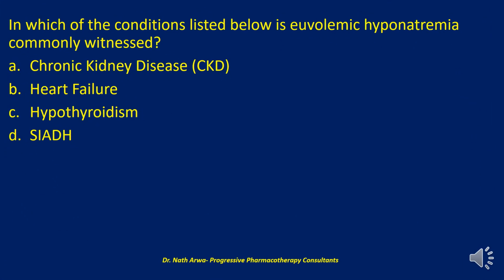So let's move to the next question. In which of the conditions listed below is euvolemic hyponatremia commonly witnessed? Is it in chronic kidney disease, heart failure, hypothyroidism, or SIADH? I'll give you 10 seconds to choose the correct answer or answers from that list of 4.